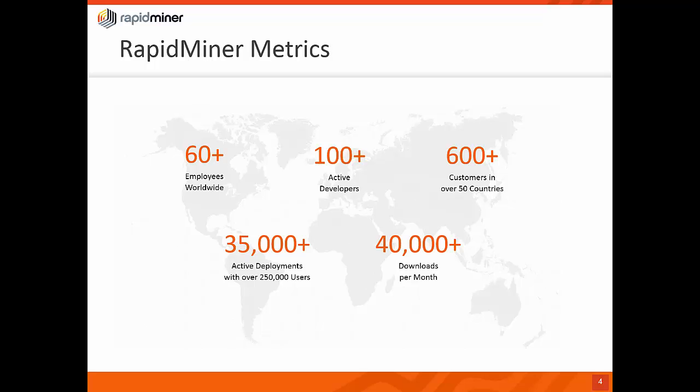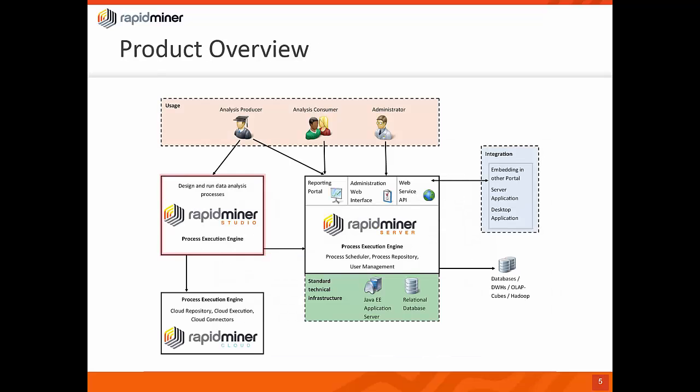Here are some metrics about RapidMiner. We have more than 60 employees at the moment. We have 40,000 downloads per month, and there are around 100 active developers that also work on extensions for RapidMiner.